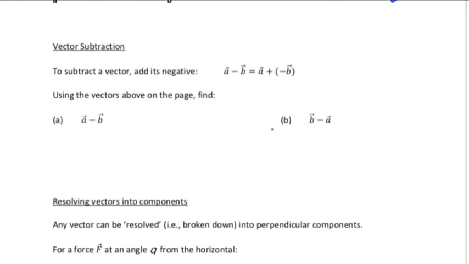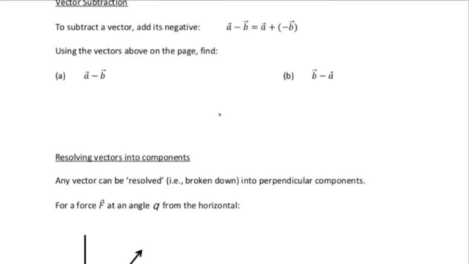Let's talk about subtraction. To subtract a vector, you add its negative. So A minus B is the same as A plus negative B. Remember, we can make a vector negative by flipping it around. So if we use the vectors above, then A minus B is A, like that, and then negative B would point upwards. So that's negative B. Therefore, A minus B is that vector there.